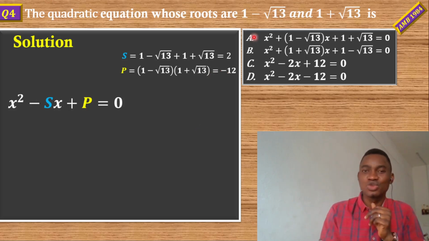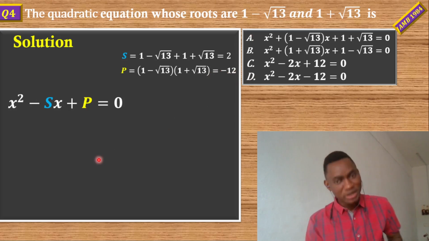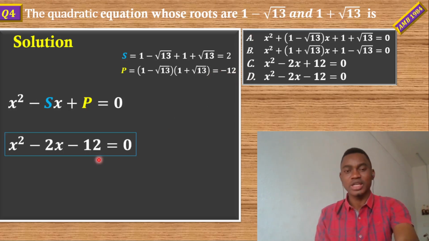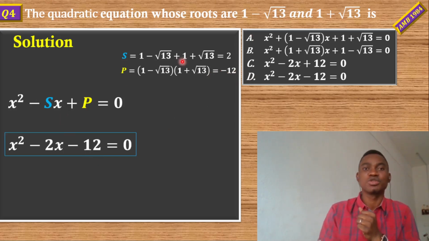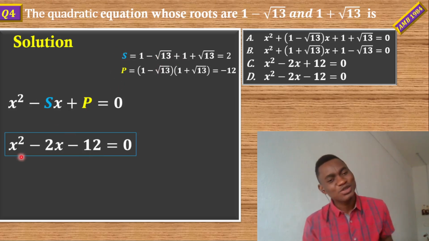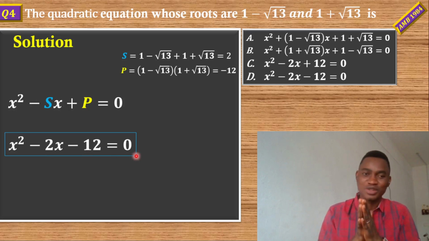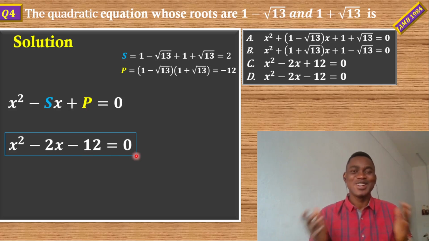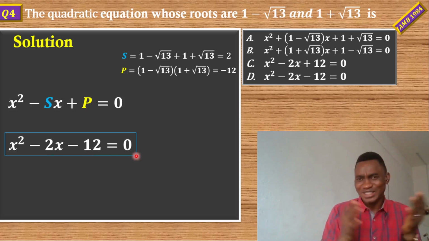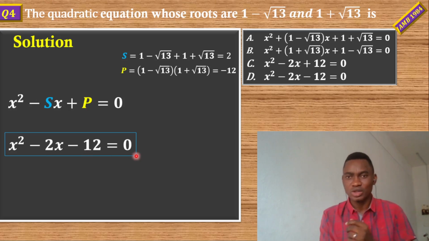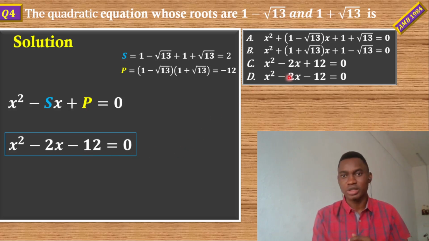You will surely get 2 and minus 12 respectively. So the next thing to do here is to plug in. We substitute for s and p, and that gives us x squared minus 2x minus 12 equal to 0. And this is just the answer to this particular question. It's very, very simple, as you know. And the correct option is option D.